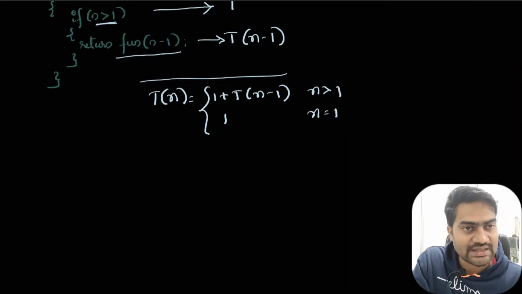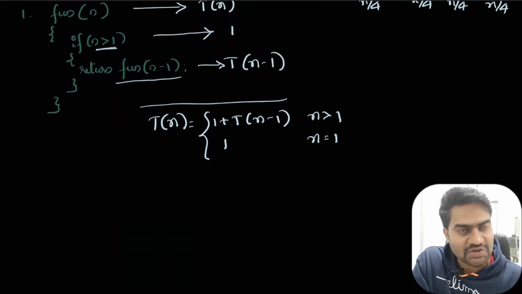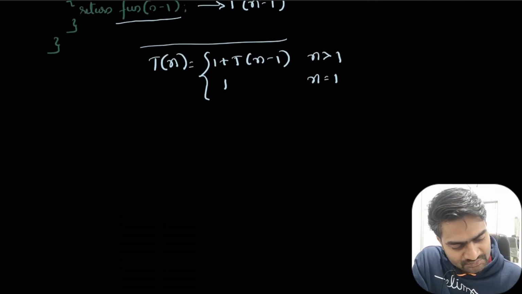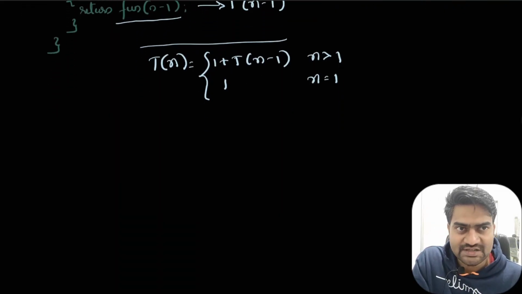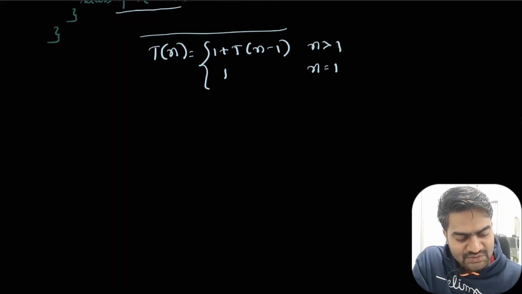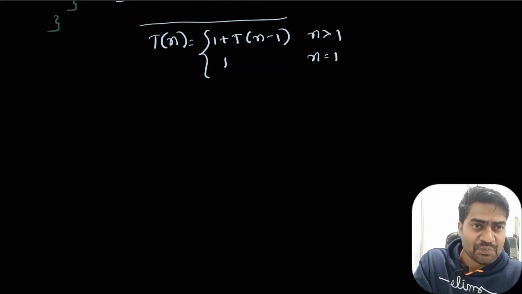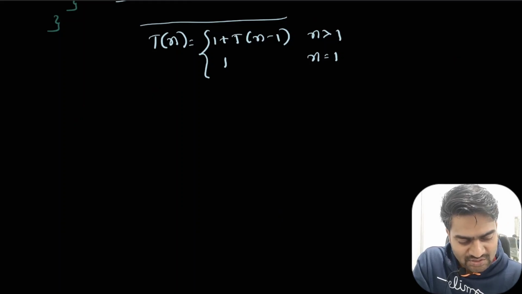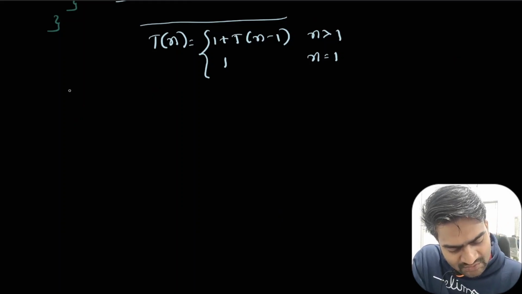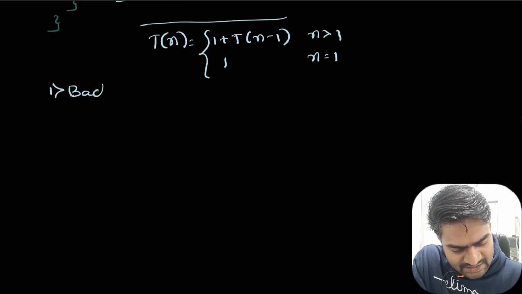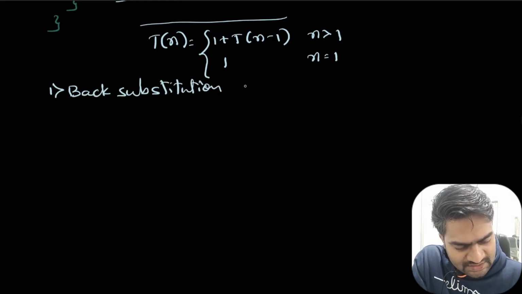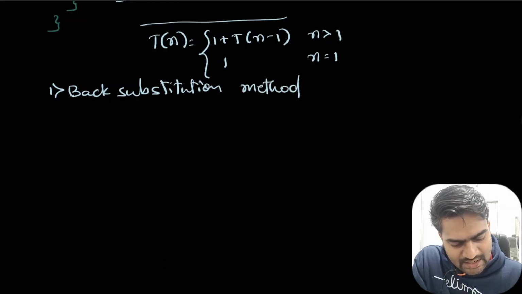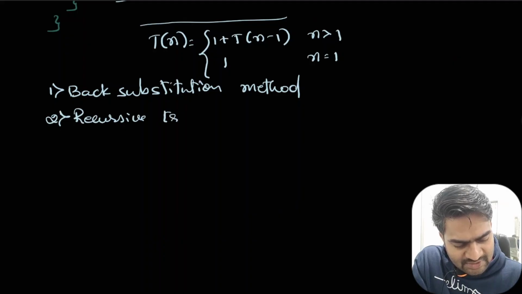Now with this function, I want to compute the time complexity for this particular algorithm. So how do we do that? Now we have this time function. There are two ways to compute the time complexity for this algorithm using the time function. What are those two? The first one is the back substitution method, and the second one is the recursive tree method.